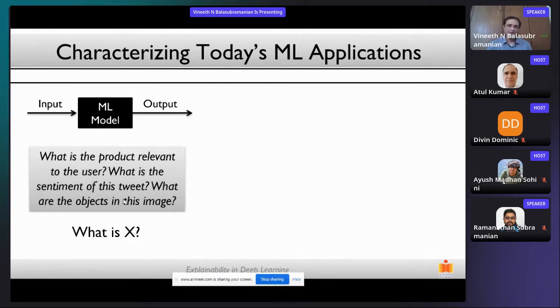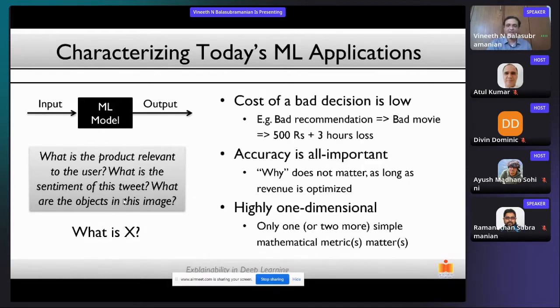And if you had to abstract out what kind of questions these deployed models answer, the kind of questions would be, what is the product relevant to the user? What is the sentiment of this tweet? What are the objects in this image? What is the word being spoken now? So on and so forth. The abstraction here is, what is X? So that's the fundamental question where machine learning has been successful over the past decade or couple of decades.